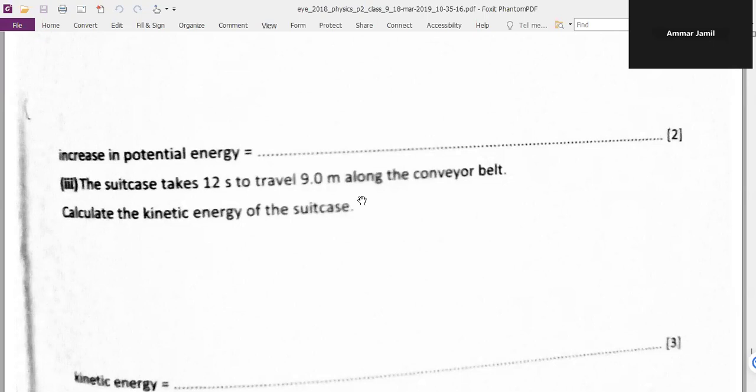So in order to know the kinetic energy, there are 2 approaches. First approach is if you know that the suitcase has gained some potential energy, this must have come from the change in the kinetic energy. So the kinetic energy decreases as the suitcase is going up.